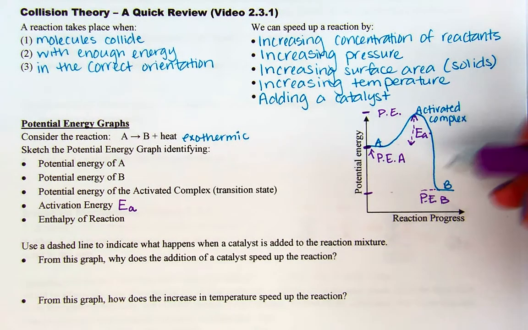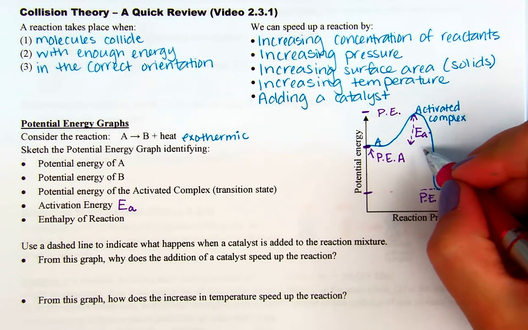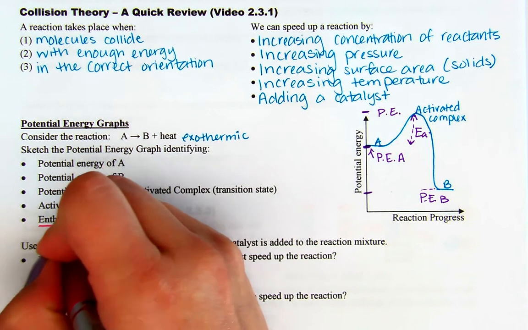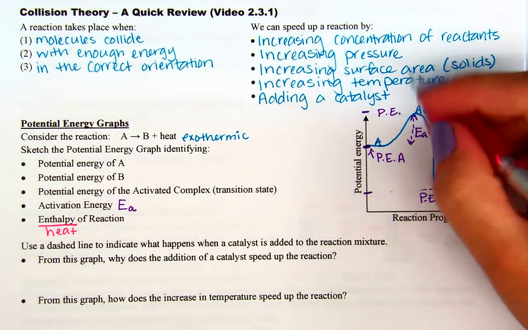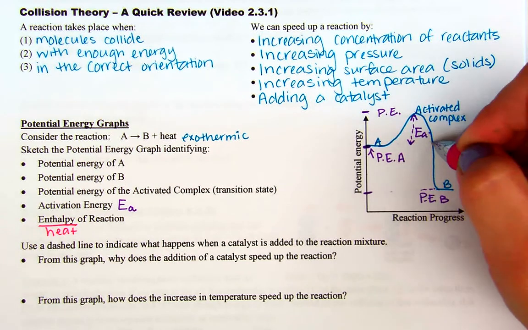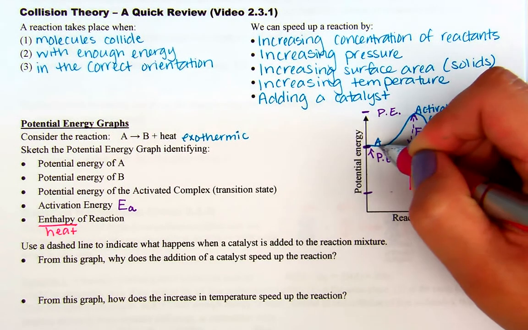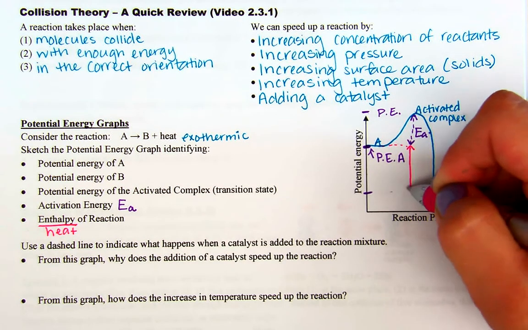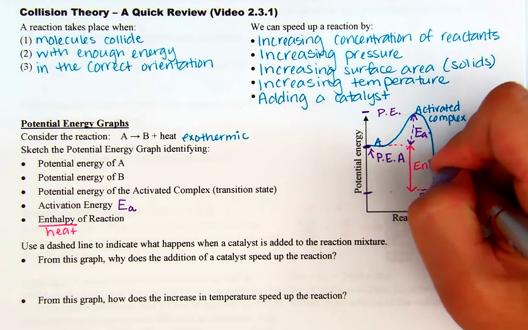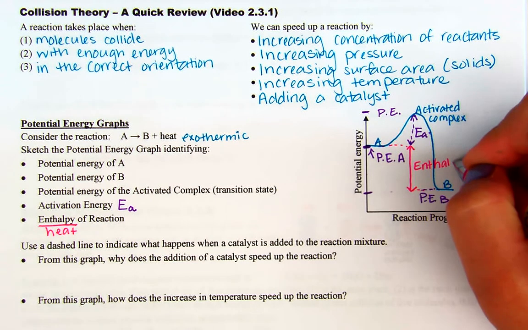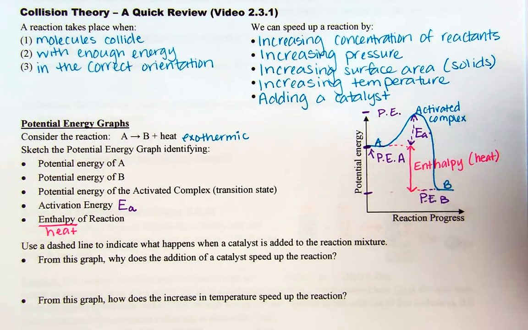And the enthalpy of reaction, enthalpy, let's use different colors so you can see the difference. The enthalpy of reaction, enthalpy is another word for heat. Heat of reaction. So here, the difference between A and B, the difference in energy there, was given off as heat. So this amount from A to B here, that is going to be our enthalpy, or heat of reaction.